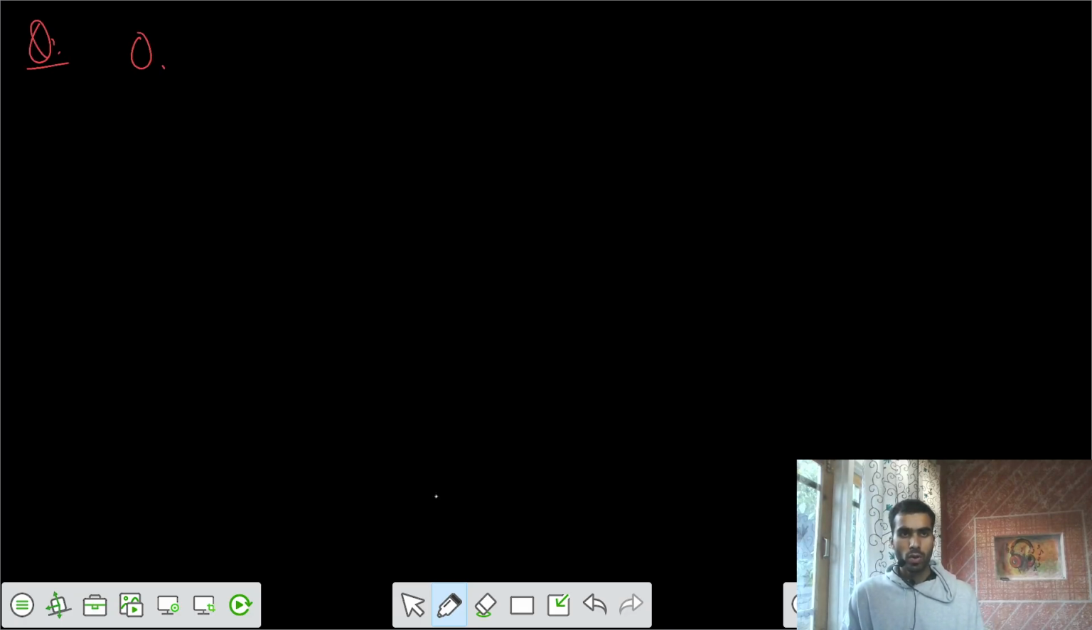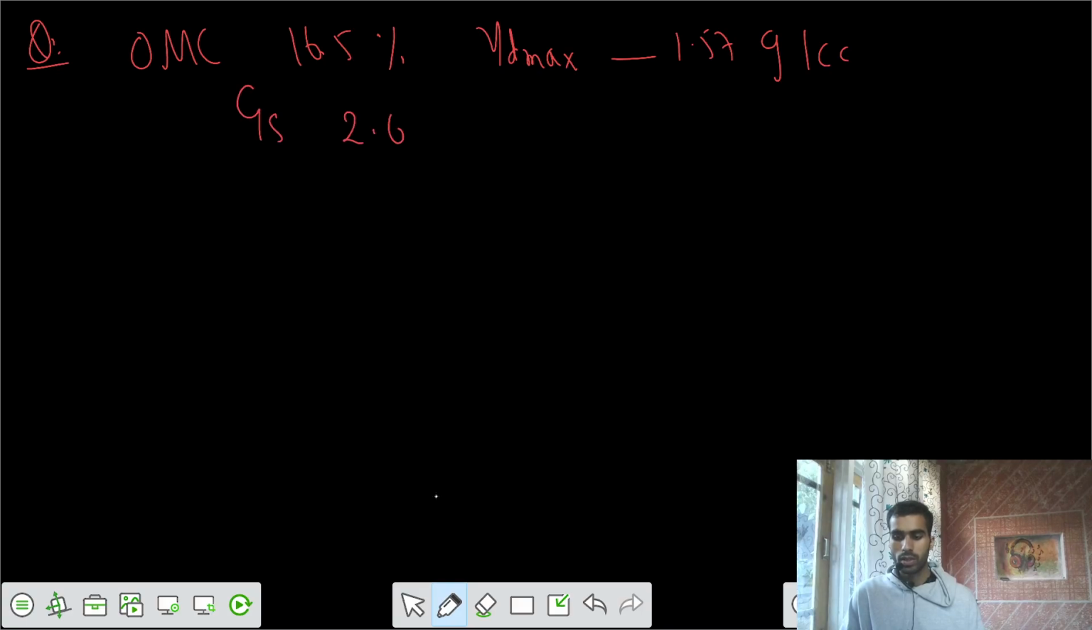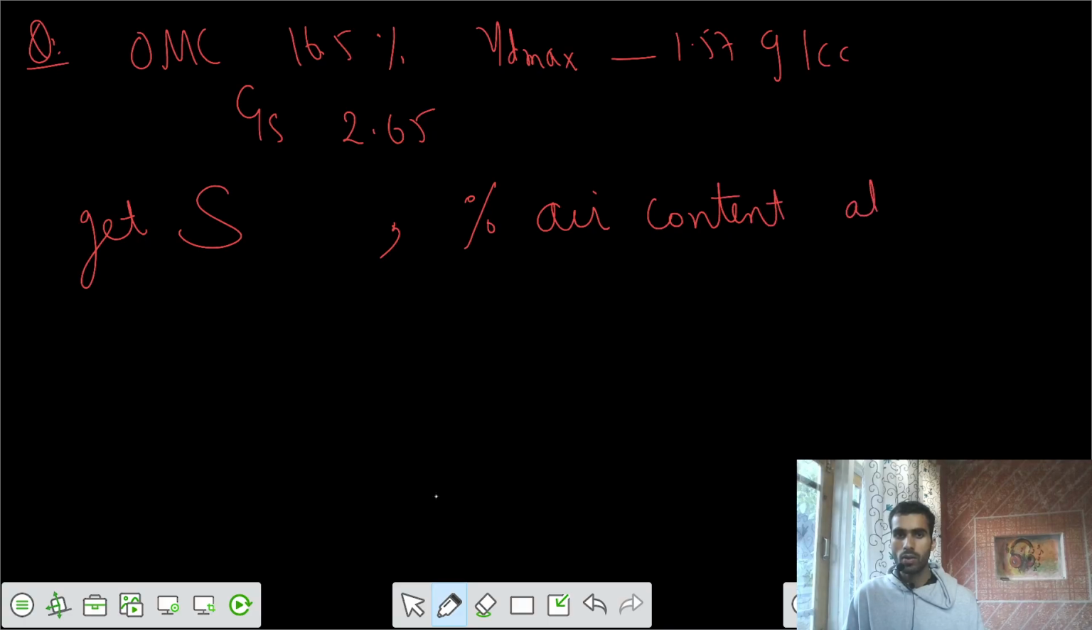Your optimum moisture content of the soil was given as 16.5%. Gamma D max observed at that optimum moisture content is 1.57 grams per cc. Your G of the solid is 2.65. So what we need to get is the degree of saturation. We also need to get the percentage of air content at the optimum moisture content.